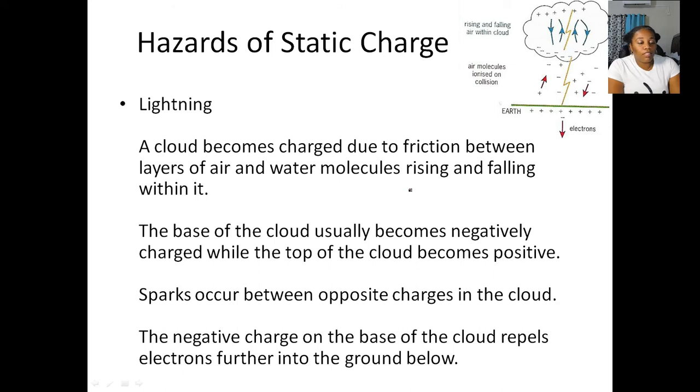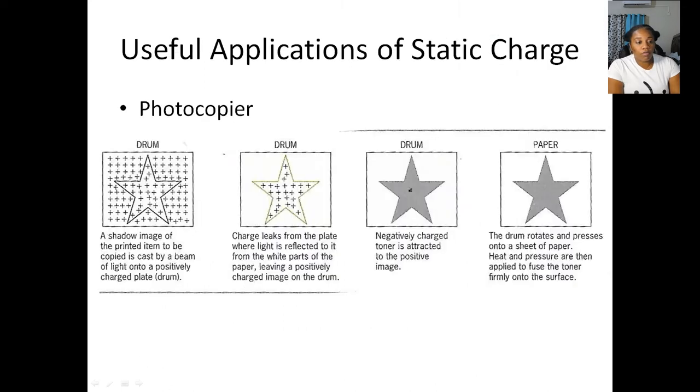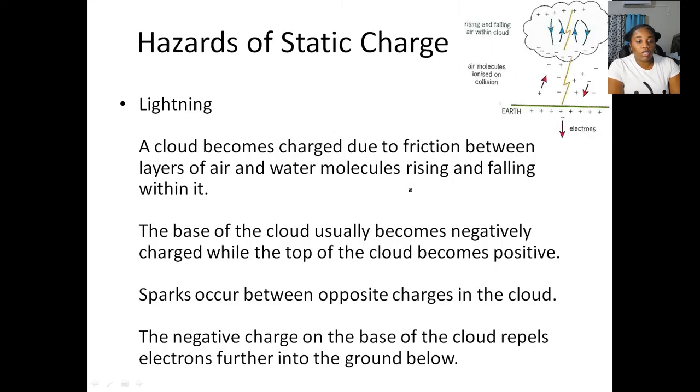Then we have hazards now. So whereas we had the useful applications of static charge, we're going to look at the hazards of static charge.